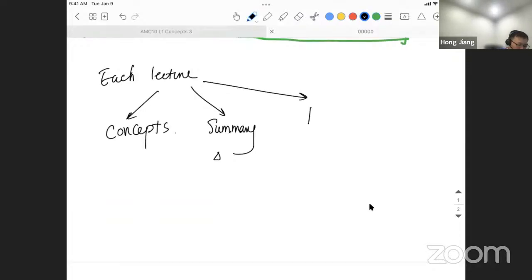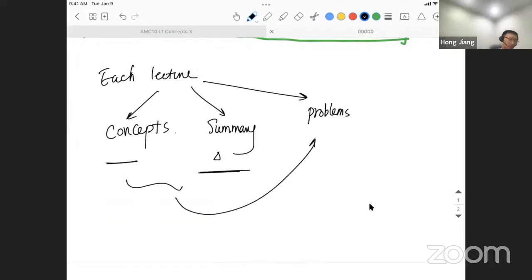The third part will be the sample problems. After we have the concepts, the summaries, and the categories, the last step is to go for the problems. We're going to use the concepts and strategies we introduced in the first two parts to solve real problems. Because this is a bootcamp lecture, I assume you already have some basic concepts for the AMC. So for the problem part, we focus on something relatively difficult: question number 21 to question number 25.